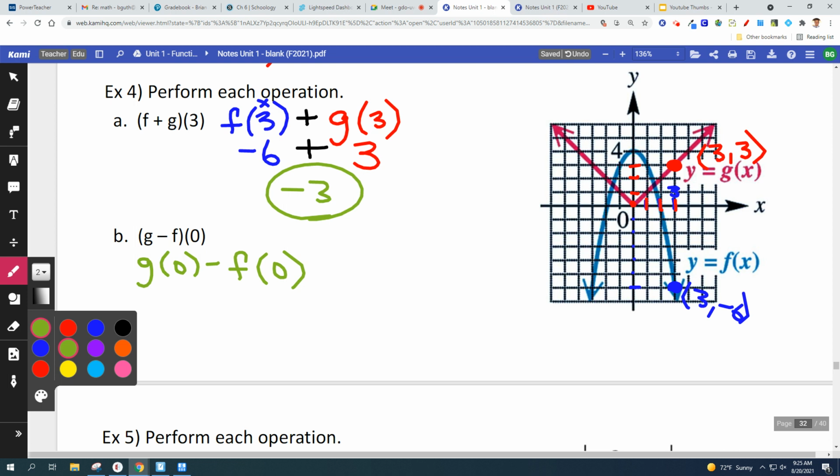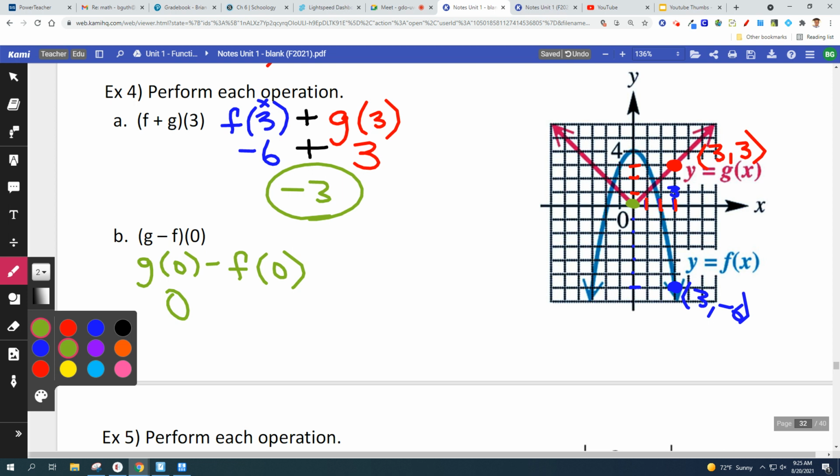So look at the g function, okay? The g function is the red one, right? And find where x equals 0. X equals 0 right there. That's the point 0, 0. When x is 0, the g function is 0. I can see that straight on the graph.